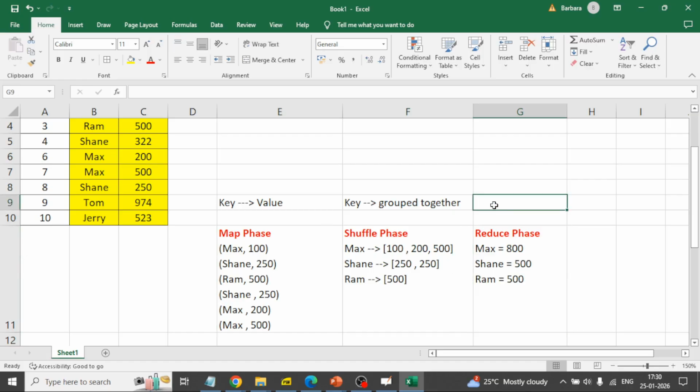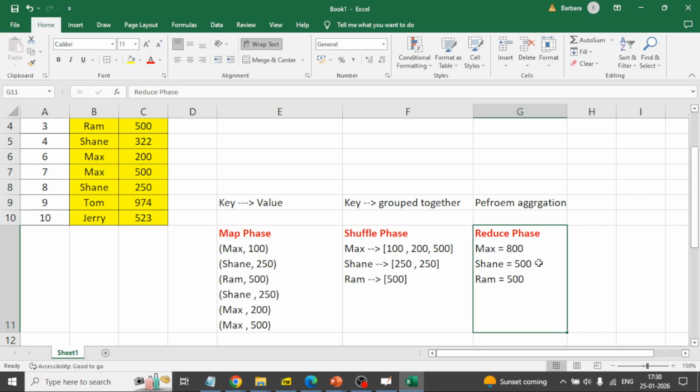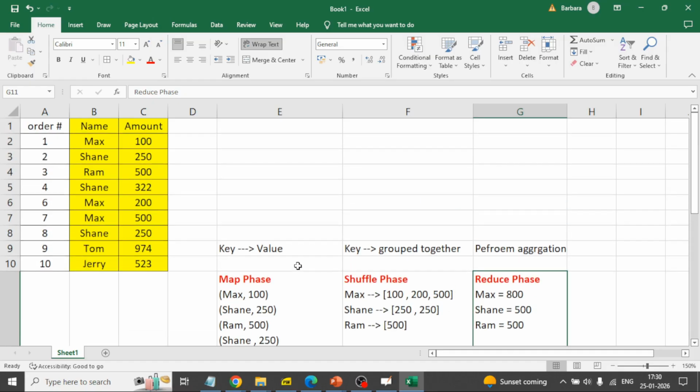So let me write it something like this. Reduce is to perform aggregation, A-G-G-R-E-G. To perform the aggregation. So aggregation could be maximum, minimum, sum, average, count, and so on. I hope this is very much clear, to understand the map and reduce concept in big data processing.